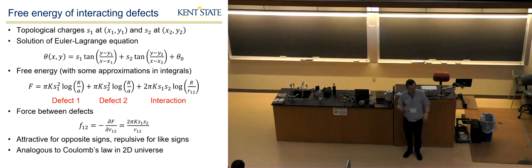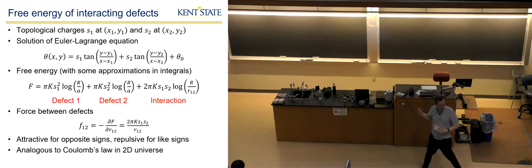So it's not like Coulomb's law in our three-dimensional universe, okay? But if you work out Coulomb's law in a two-dimensional universe, that would be this 1 over r dependence. So it's like Coulomb's law in the 2D universe. So this has to do with the free energy of defects, okay?